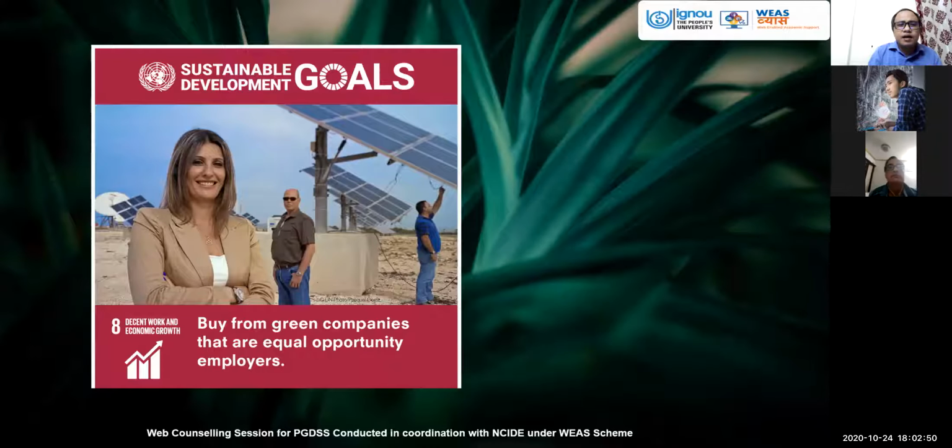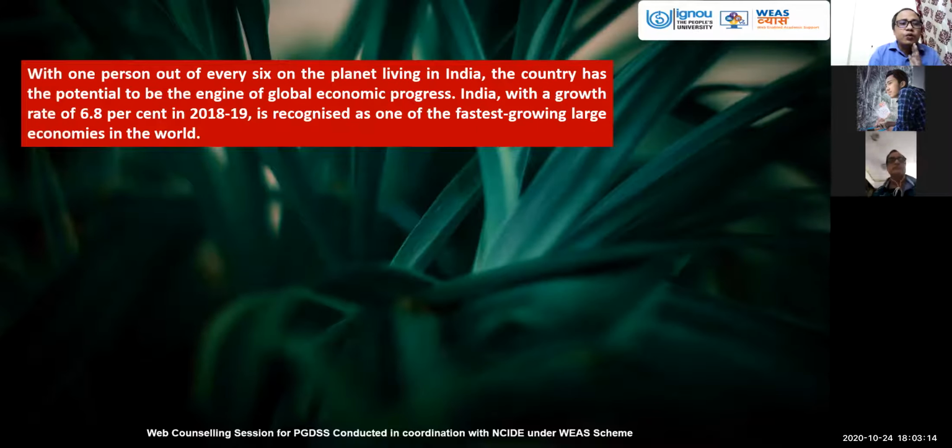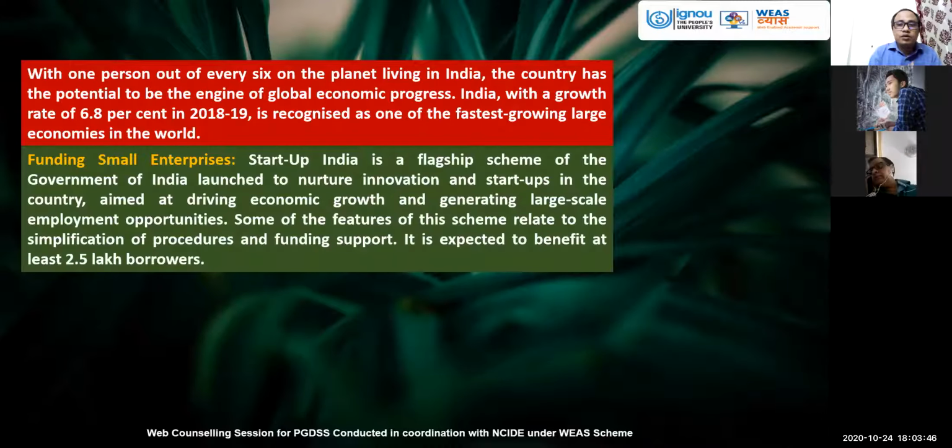Then next is goal number 8, that is decent work and economic growth. Giving livelihood doesn't just mean giving a job and taking care of their income, but that job should be decent work that has an important role in economic growth. With one out of every six people on the planet living in India, being the second most populous country, we have the largest number of individuals. So when you have a decent job for eligible youth, the economic condition of the world will improve. So we have to take care, not only India, the other countries should also take care.